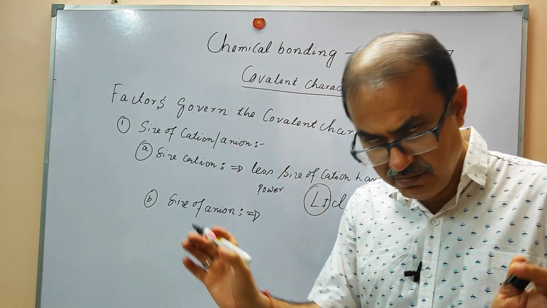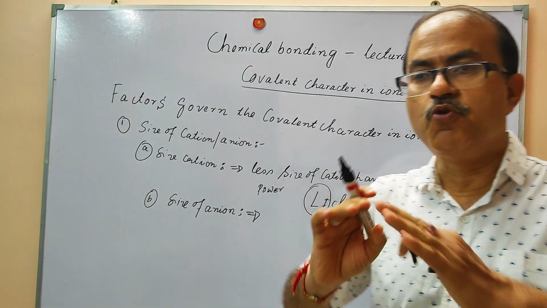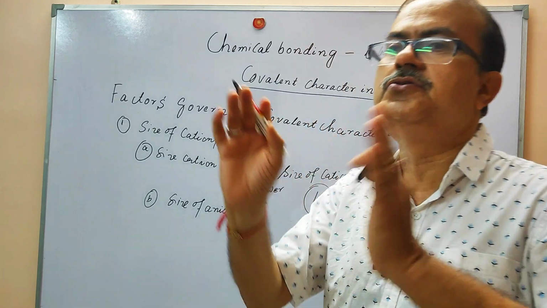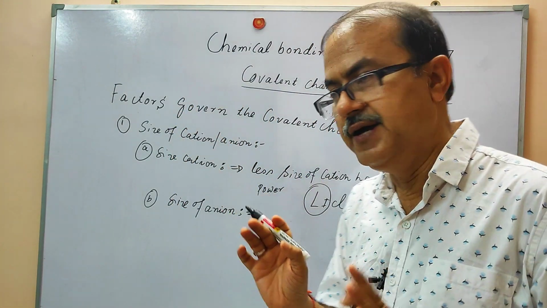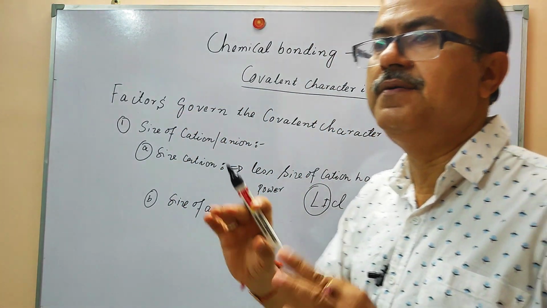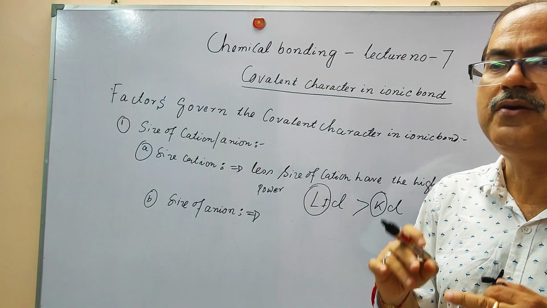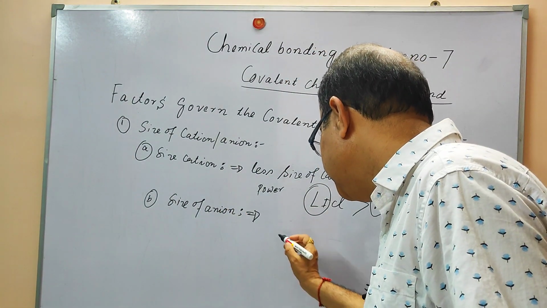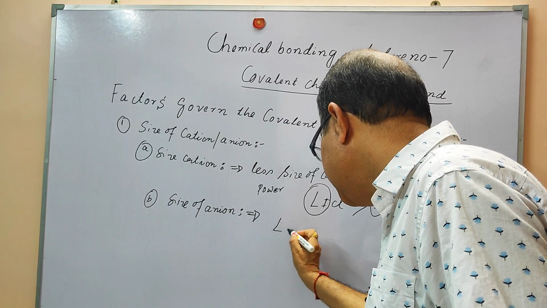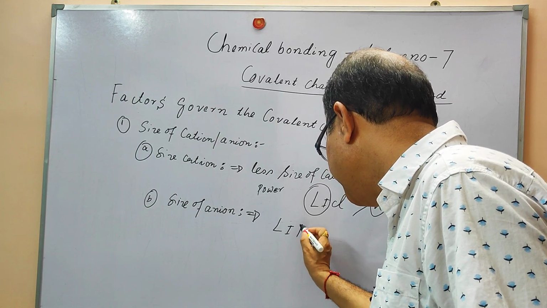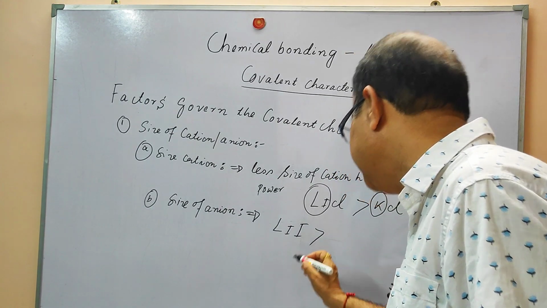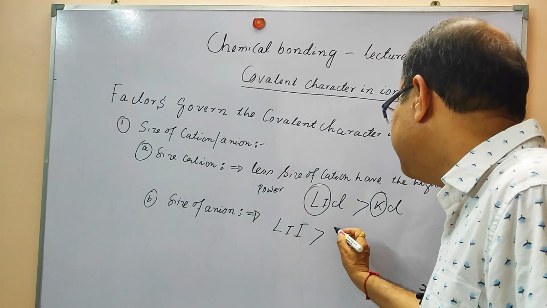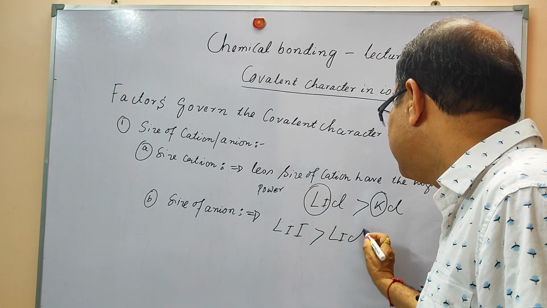If the size of the anion is higher, it means its polarizability, its tendency to polarize, will be higher. At that time, it will have a higher covalent character in the ionic bond. So in this process, we can see that lithium iodide is much more covalent than lithium chloride.